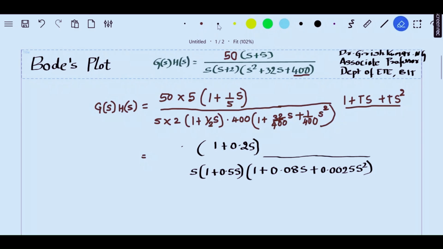So here, let me write this line. So here it is 0.3125. So this is the actual standard form of the given equation.